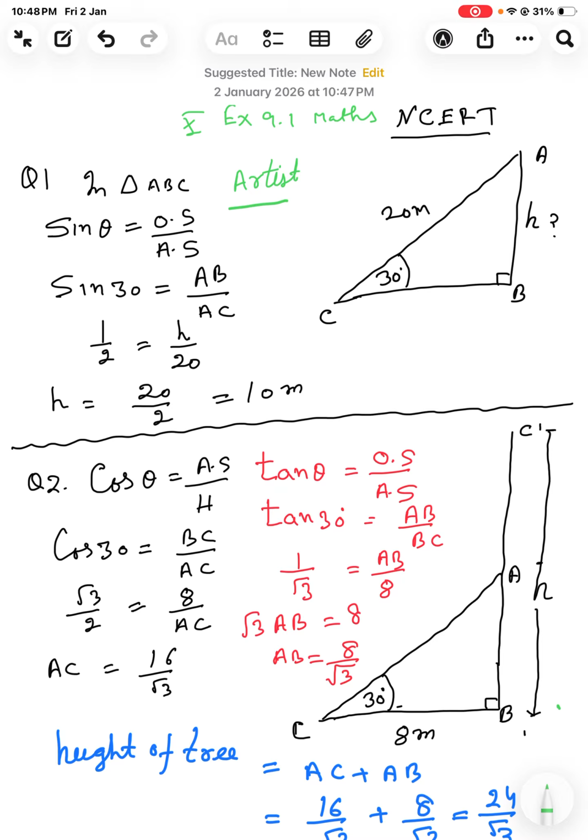Exercise 9.1 Maths NCERT, all questions solved.